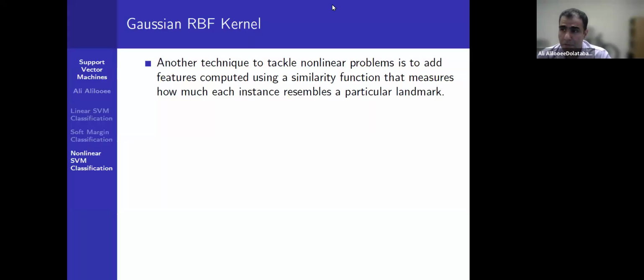Hello, everyone. We will continue with the concept of nonlinear SVM. We have seen the polynomial kernel, and as we have seen, by adding polynomial features, we can convert our dataset into a dataset which can be linearly separated. As we explained, there are some downsides to the technique of adding polynomial features. Today, we want to see another technique, which is called the RBF kernel or Gaussian RBF kernel.